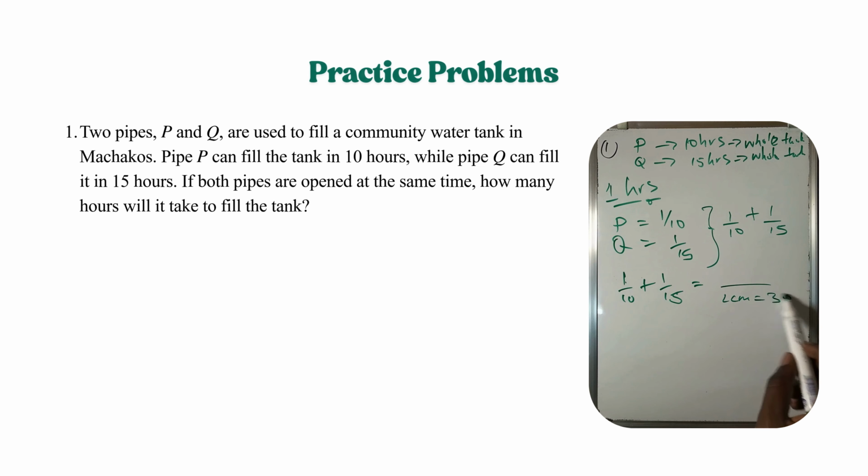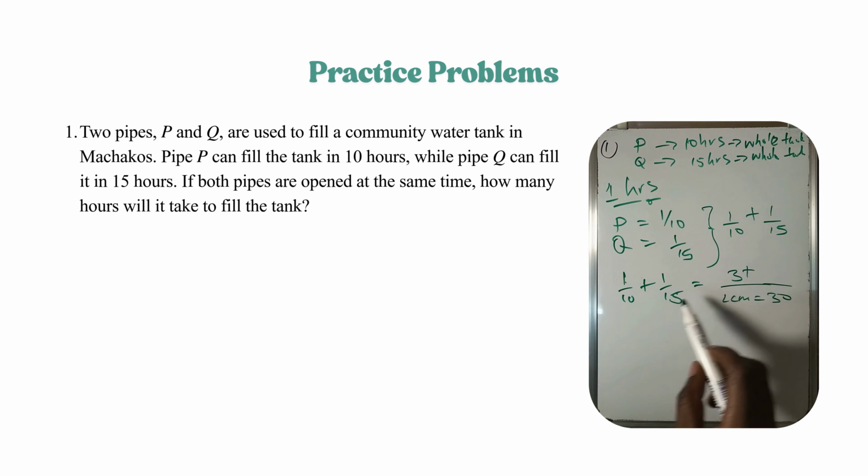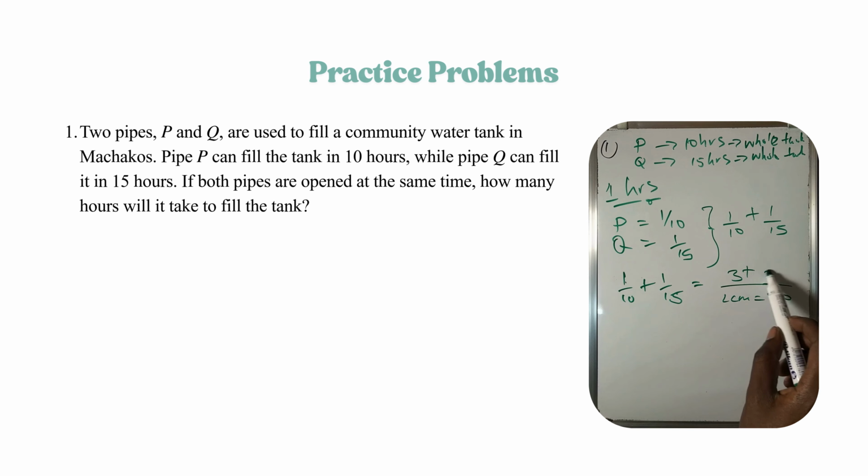LCM here is 30. And then 10 goes into 30 3 times, and 15 goes into 30 2 times. And so we have 3 plus 2, which is 5 over 30. That is 1 hour. In 1 hour, these two pipes will fill 5 over 30. 5 over 30 is the same as 5 goes into 5 once and 5 goes into 30 6 times.